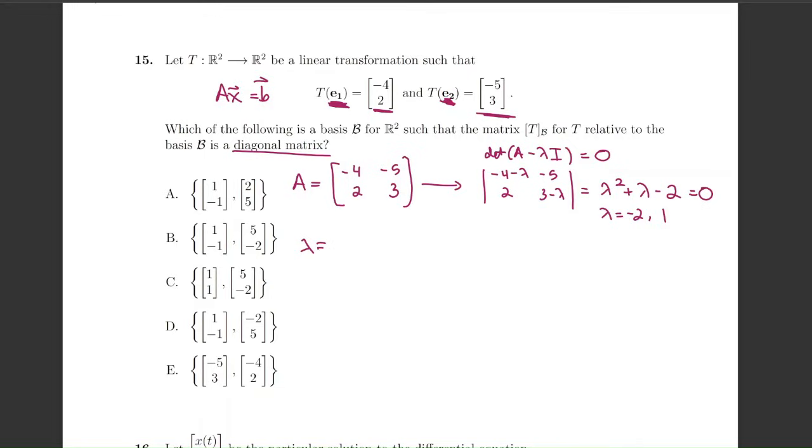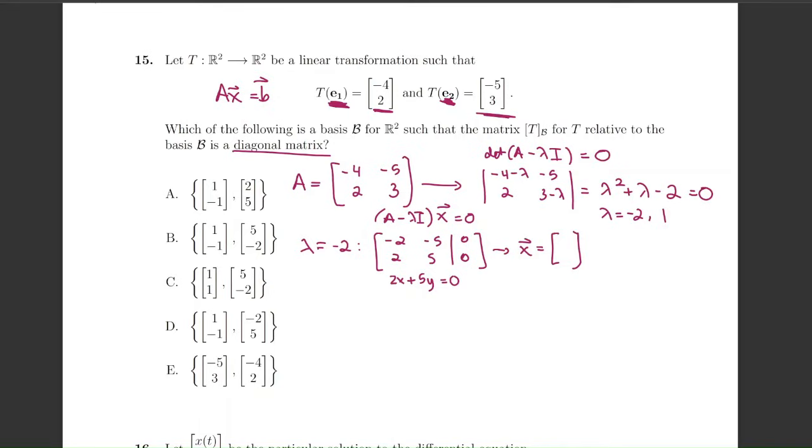Now we can solve for the eigenvectors for each eigenvalue. For the eigenvalue of negative 2, the way we solve for eigenvectors is to solve this equation for x and just plug in our lambda. So A minus lambda I, in this case, is going to be negative 2, negative 5, 2, 5. You can see that these two rows are linearly dependent, so we can just pick an eigenvector that satisfies the condition 2x plus 5y equals 0.